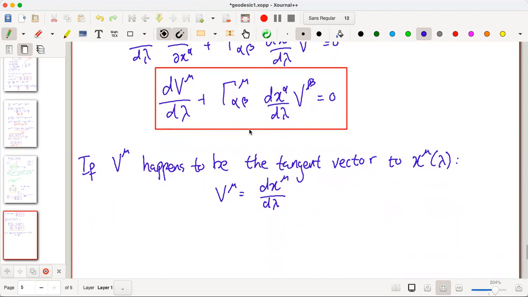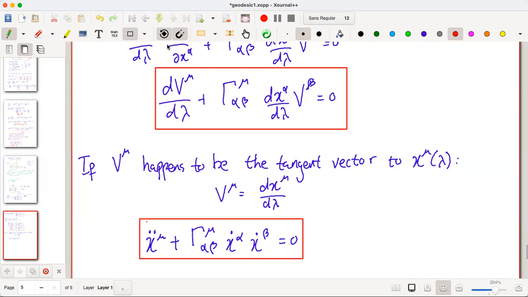So if this is the case, then what happens here? We have the equation x^μ double dot plus Γ^μ_αβ x^α dot x^β dot equals 0. But what is this? You see that this is nothing but the geodesic equation, right? This is nothing but the geodesic equation. So what does that tell us?